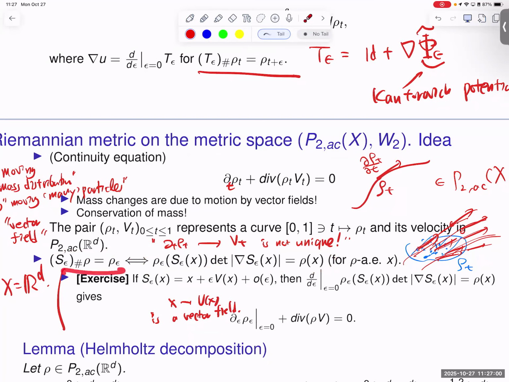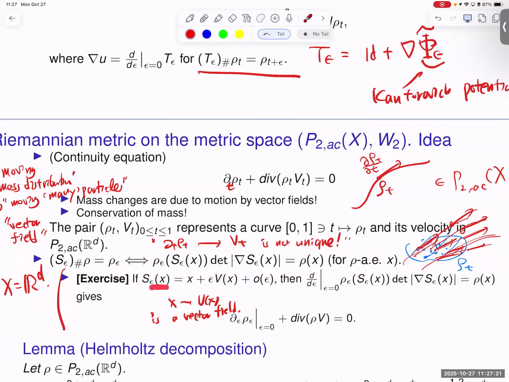So in terms of the density, it just means this. This Jacobian determinant equation captures how this map changes the density of rho into rho epsilon. So that is exactly this equation.